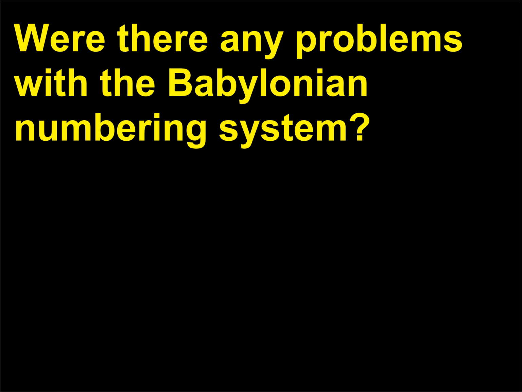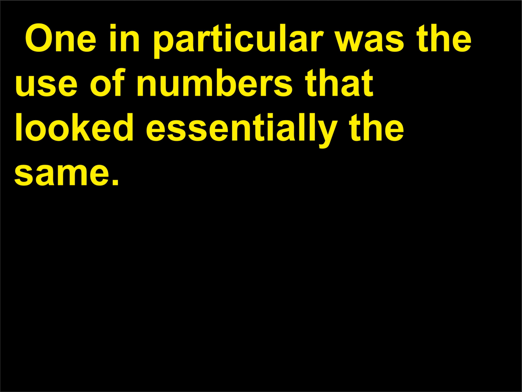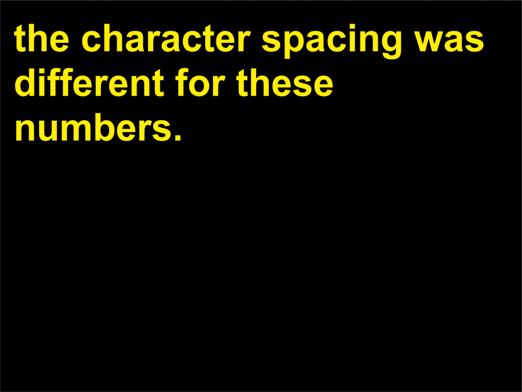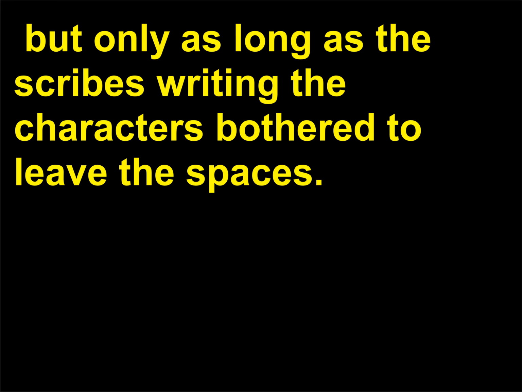Were there any problems with the Babylonian numbering system? Yes. One in particular was the use of numbers that looked essentially the same. The Babylonians conquered this problem by making sure the character spacing was different for these numbers. This ended the confusion, but only as long as the scribes writing the characters bothered to leave the spaces.